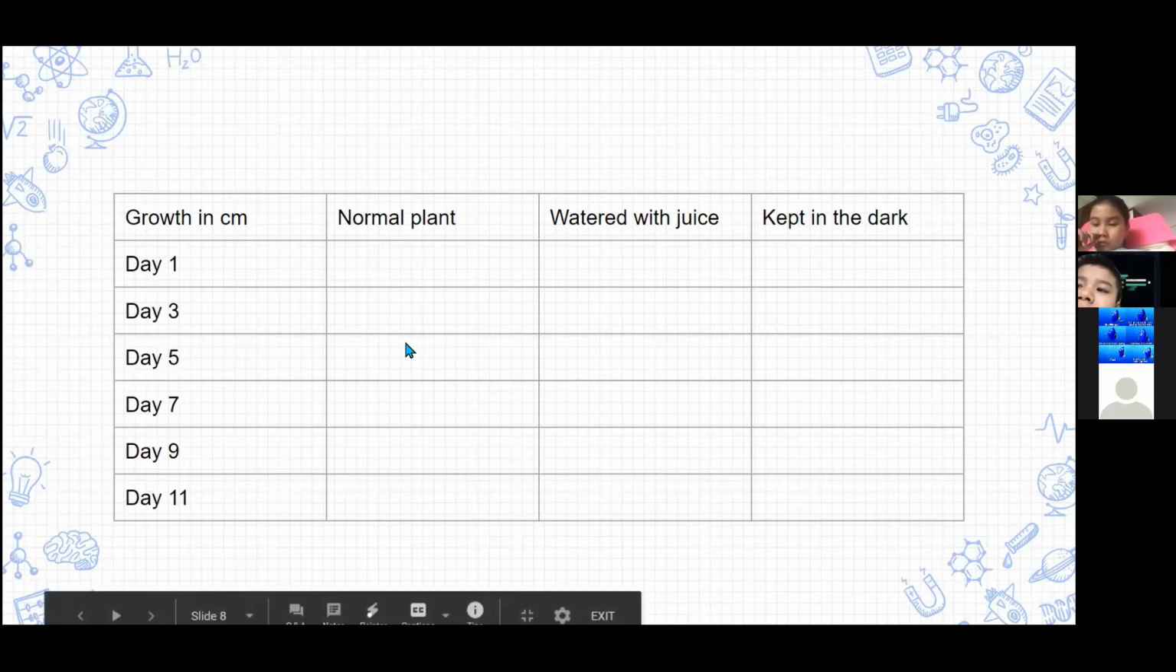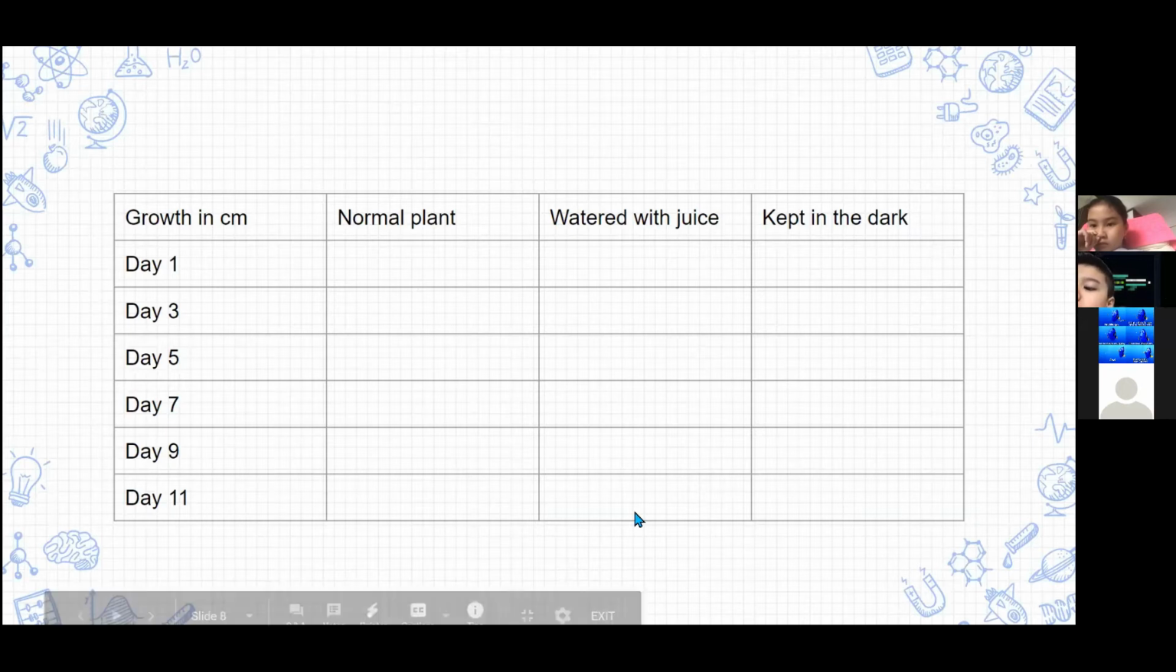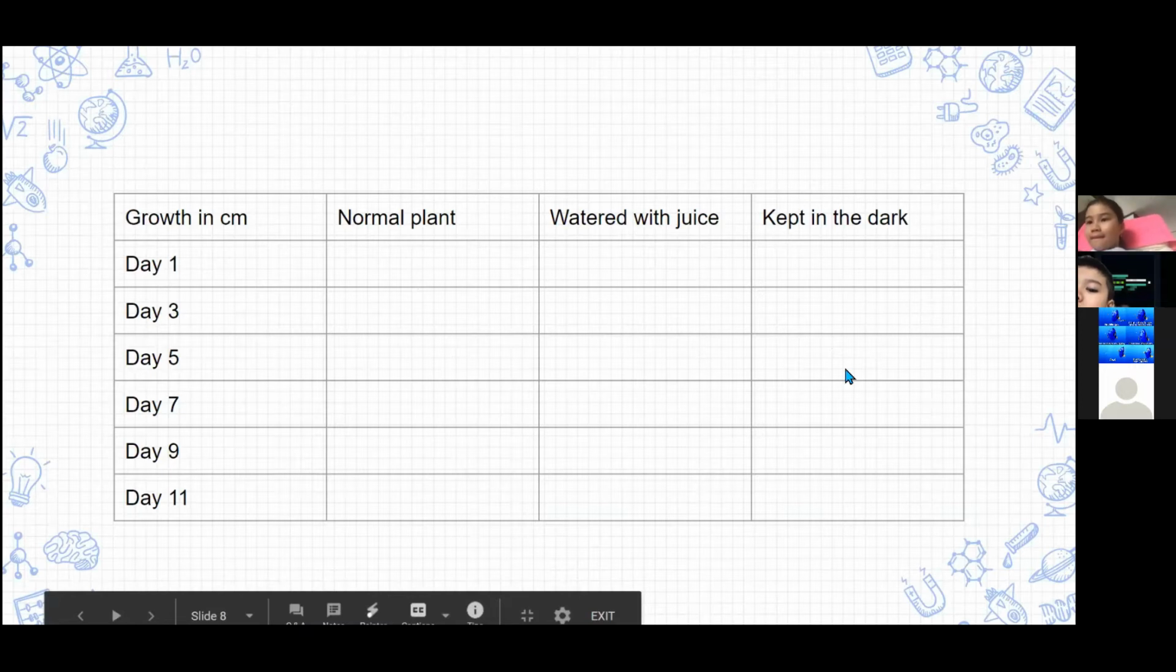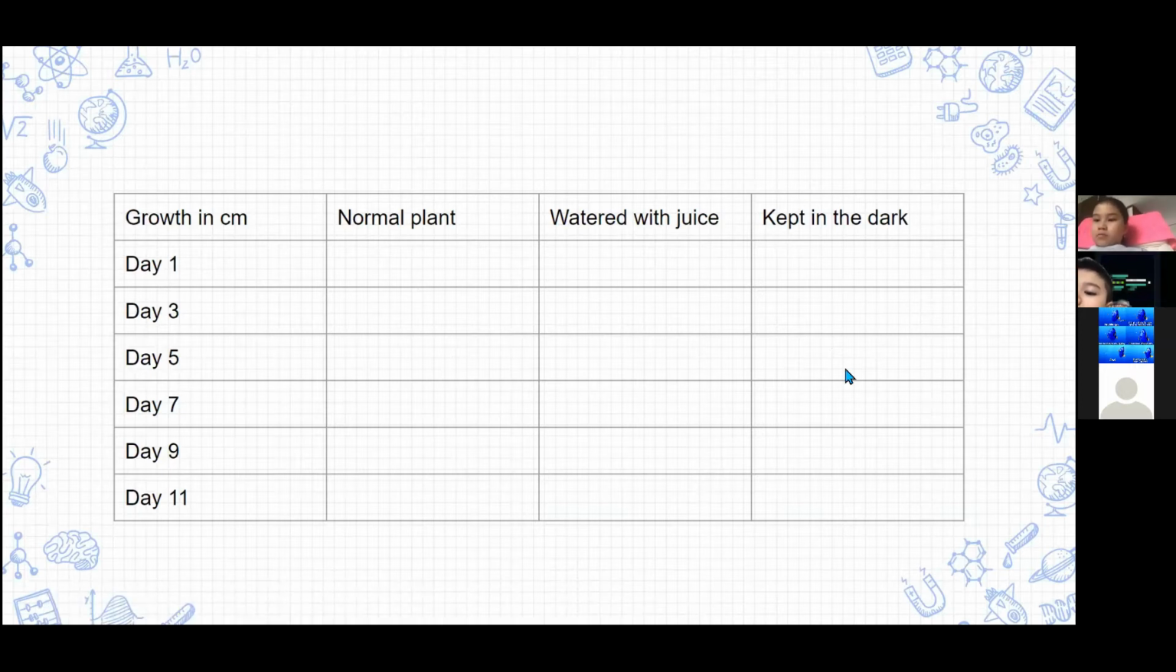What you're going to find is the normal plant is going to grow the best. The plant watered with juice or salt water, it's going to grow, but it's not going to grow the way it should. Then the plant in the dark is not going to grow very well at all. This is what I want you to do next. Now, I want to make sure that people are at least started on this.